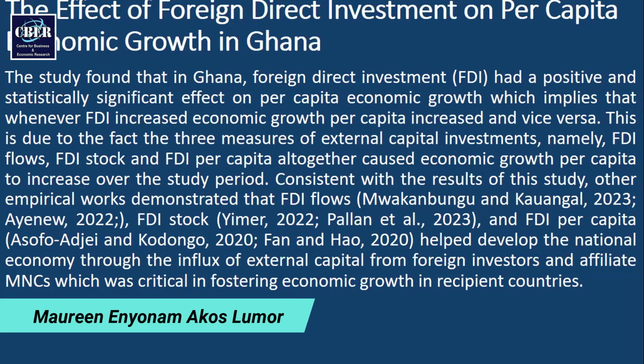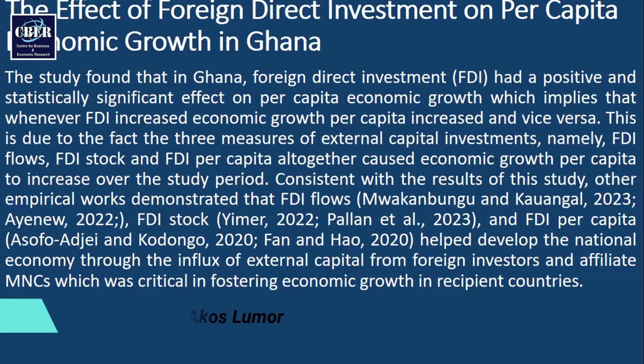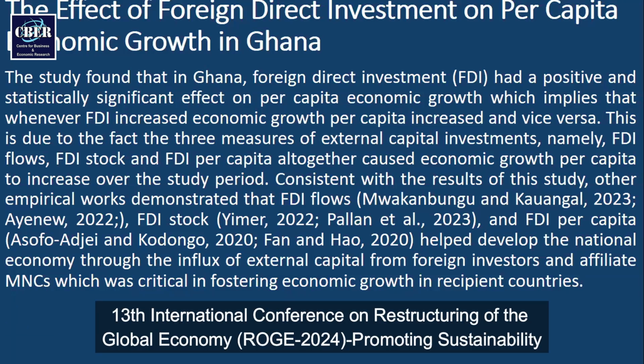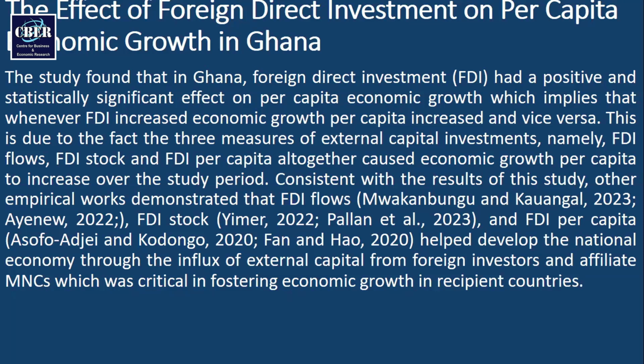Let me go to the effect of foreign direct investment on per capita economic growth in Ghana. The study found that in Ghana, foreign direct investment had a positive and statistically significant effect on per capita economic growth, which implies that whenever FDI increased, economic growth per capita increased and vice versa. This is due to the fact that three measures of external capital investment, namely FDI flows, FDI stock, and FDI per capita, together caused economic growth per capita to increase over the study period. Consistent with the result of this study, other empirical works demonstrated that FDI flows increase growth. These are the studies that support these findings.